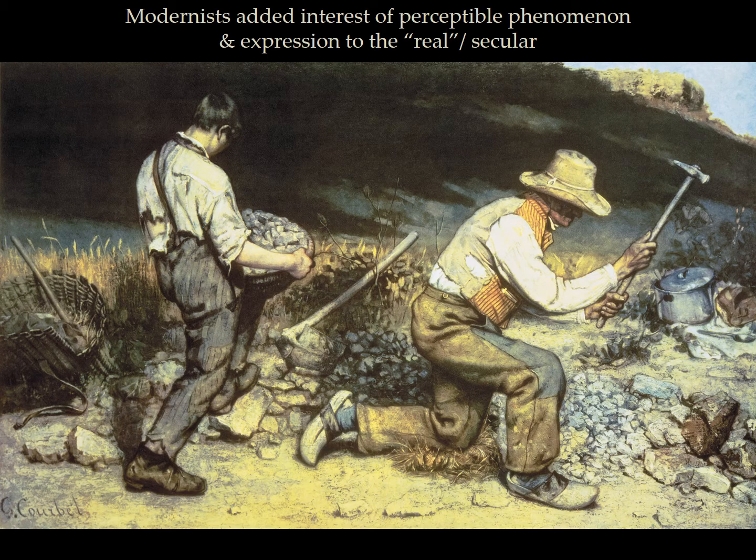Now, modernists are going to be very interested in the perceptible phenomenon of reality and the ability to express that to a real or secular audience with real, tangible subjects. So we find that realism is going to accomplish this by showcasing the urban working poor and the rural working poor. And we find that Courbet is certainly successful in challenging the established academic salon.